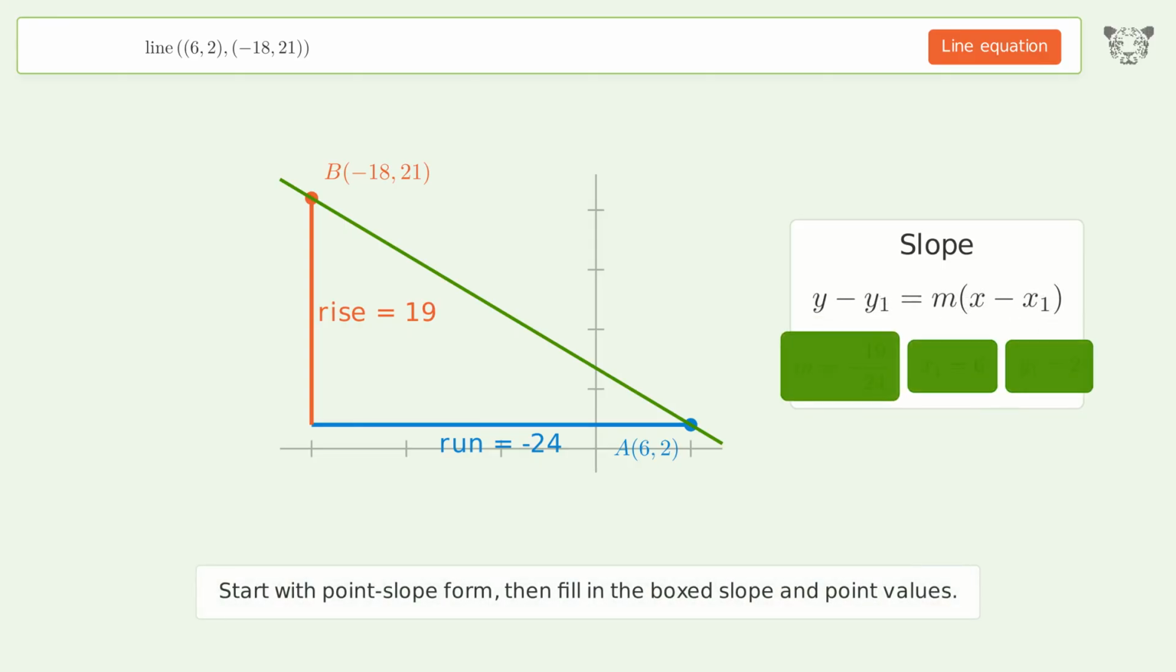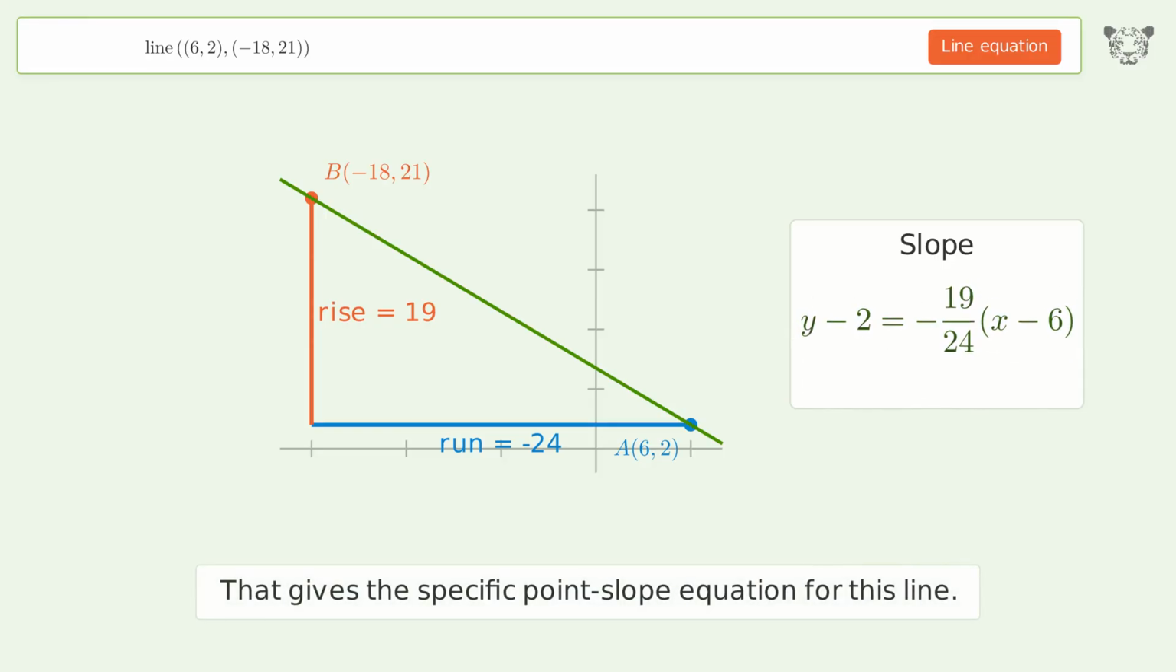Start with point slope form, y minus y1 equals m times x minus x1. Then fill in the boxed values. Slope is -19 over 24, x1 is 6, and y1 is 2. That gives the point-slope equation for this line.